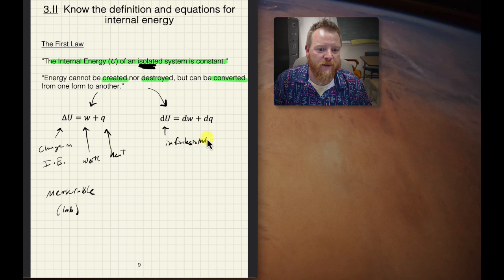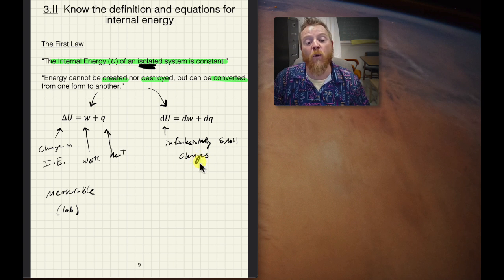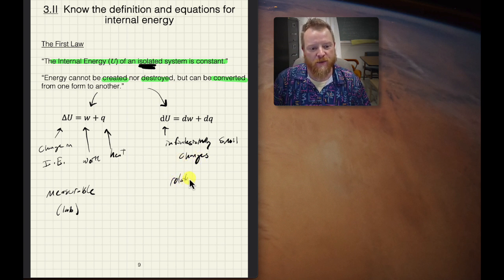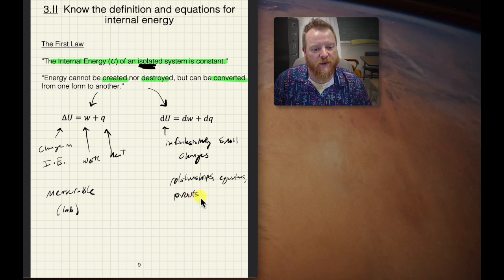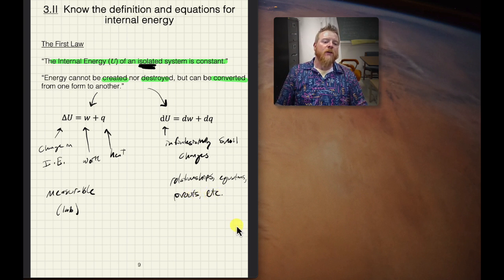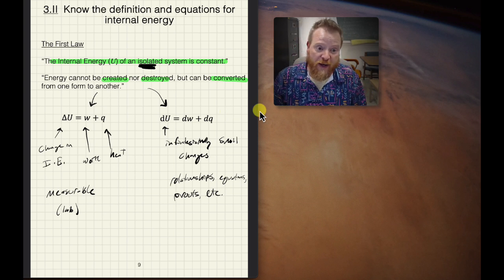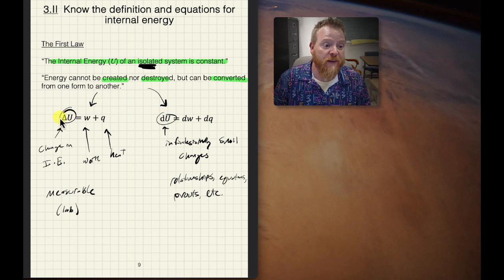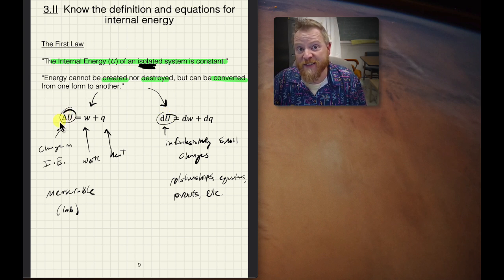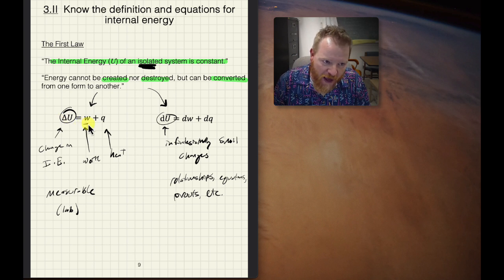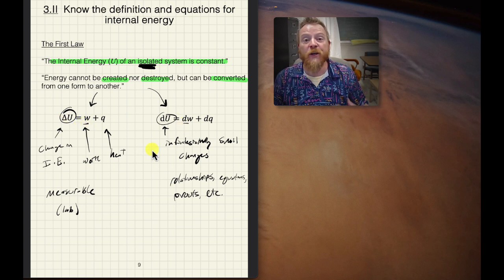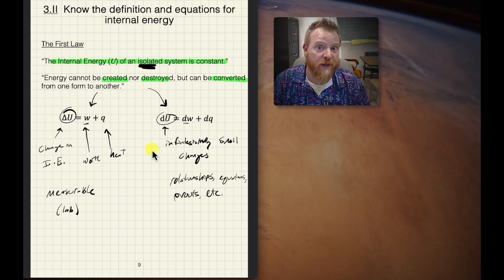Infinitesimally small changes. So this is how we're going to work out relationships, equations, proofs, etc. Okay? So we need to be comfortable with using both and how to interrelate them. And we should recognize, as long as we have a state function, then the final product of those is one and the same. But for our path functions, like w and dw, those aren't necessarily the same depending on the path that we take.